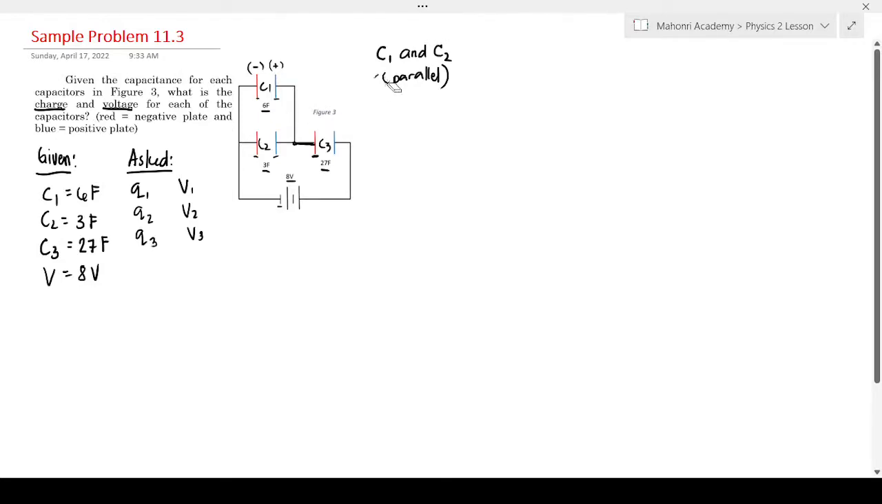And what do we know about parallel combination? For parallel combination, we know that the voltages are all equal. So can we say that the voltage for our C1 and C2 is equal to 8 volts? The answer is no. Why can't we say that?